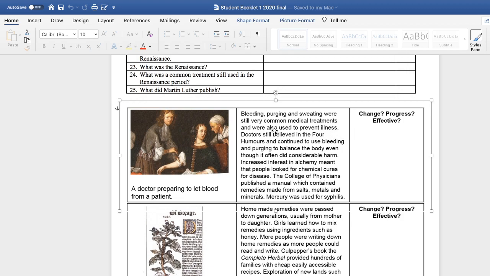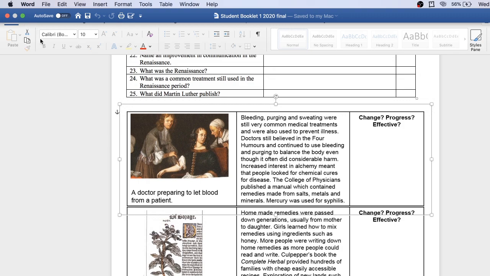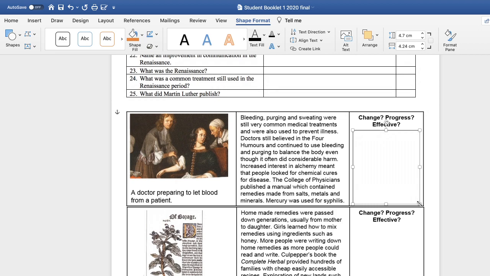So again, I don't think you can actually highlight on this unless you have your paper copy. So you can just click here, insert a text box, and then start writing down your assessment. So whether you think that is change, progress, whether you think it's effective, and just put in the examples in here, if you can't highlight it. So if we just continue reading.